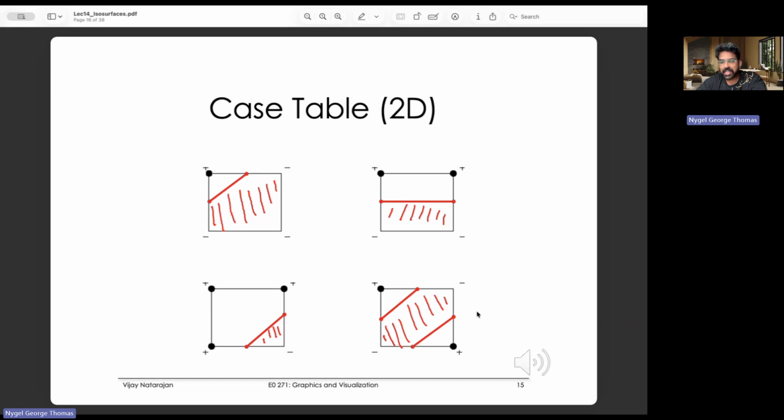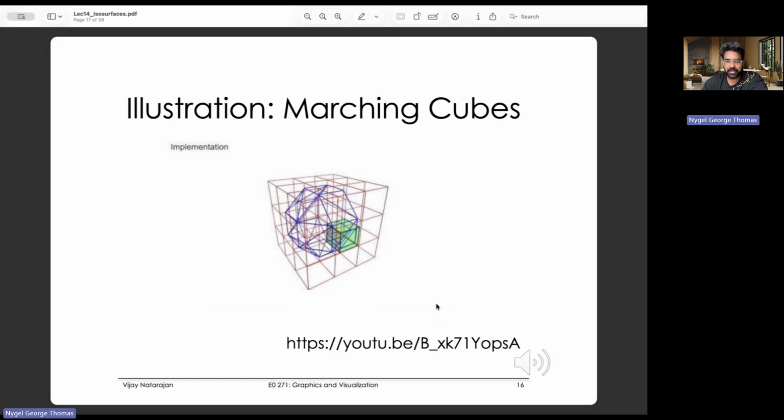But there's a case where you have four isopoints, where you have pluses and minuses in diametrically opposite directions. So in that case, you can join isopoints in two different ways. This is one way of joining them, and you can also join it using the other way. So how you join them leads to an ambiguity, which we'll discuss later after we discuss the marching cube algorithm.